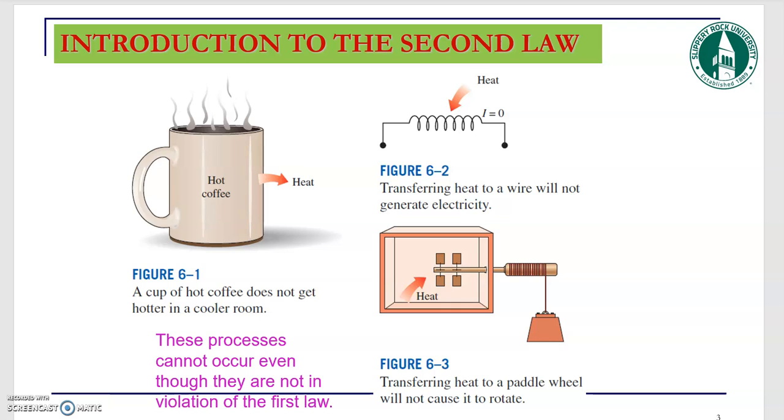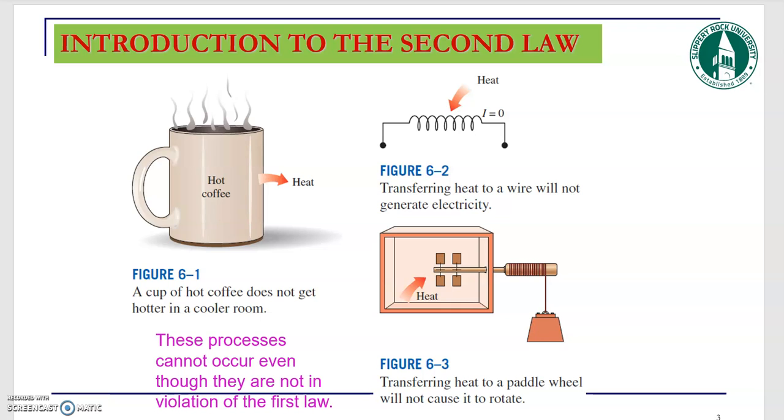Remember the first law, we were talking about the quantity of the energy and how the quantity of the energy is conserved. So in the second law of thermodynamics, we talk about the quality of the energy and the certain direction of the energy that can happen.